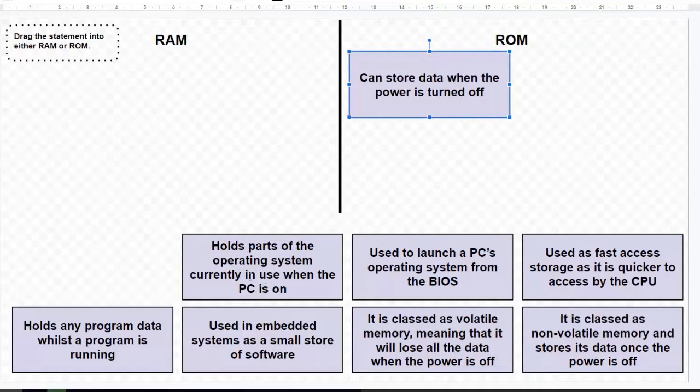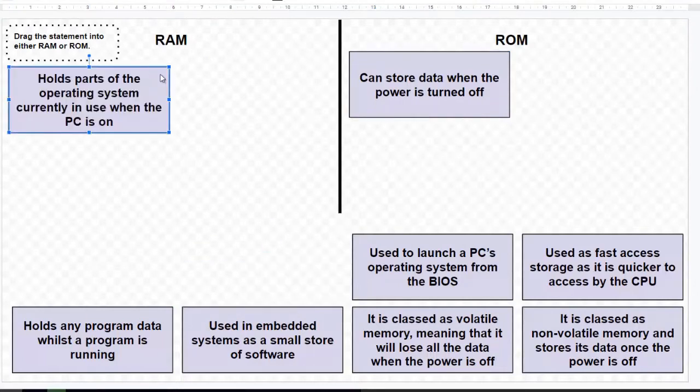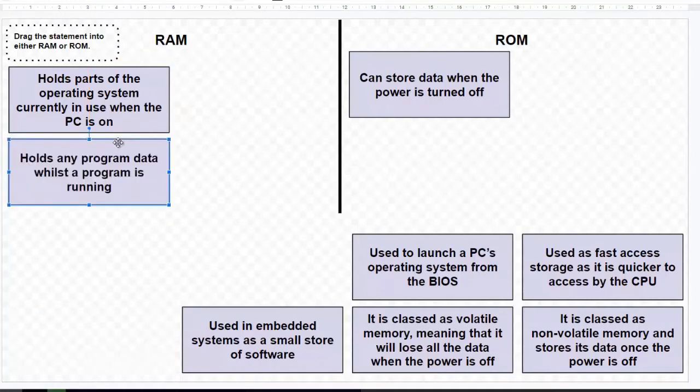Holds part of the operating system currently used when the PC is on. Well, that's RAM. RAM holds three things and one of them is the parts of the operating system currently in use. Holds any program data whilst the program is running. Once again, that is RAM. That is the second thing that the RAM holds when it's currently in use.